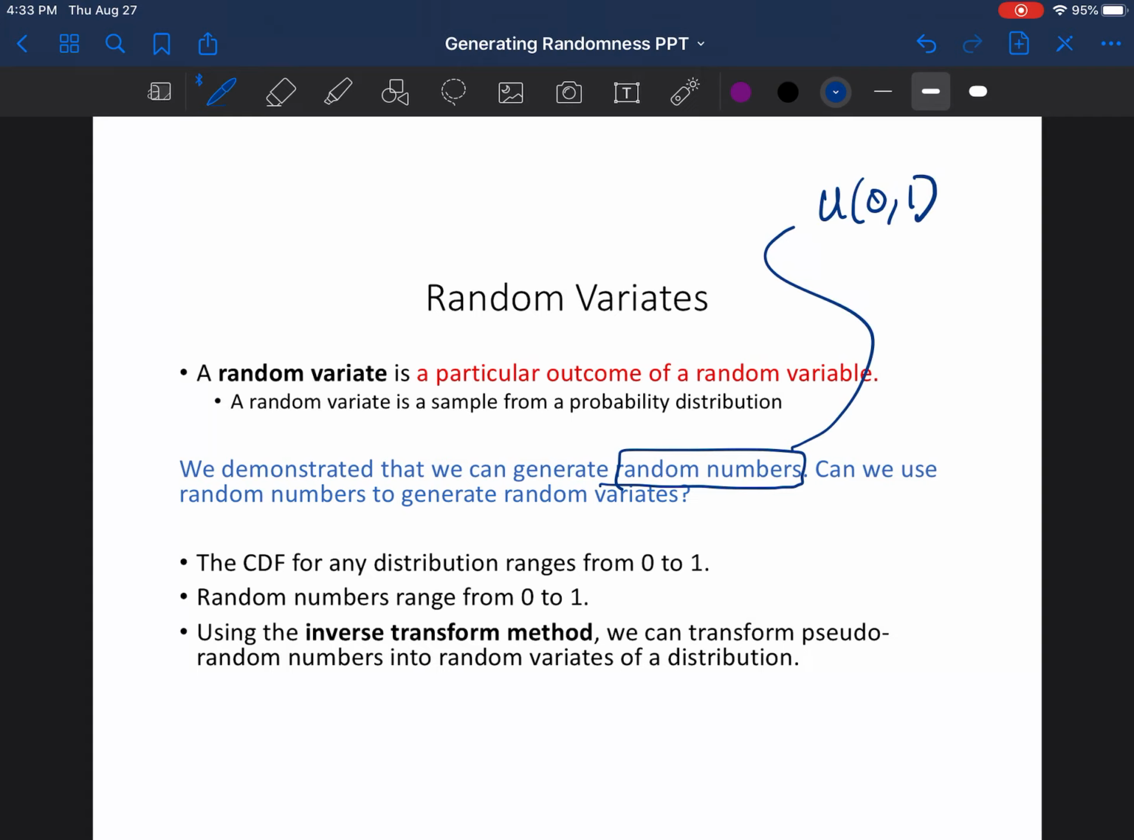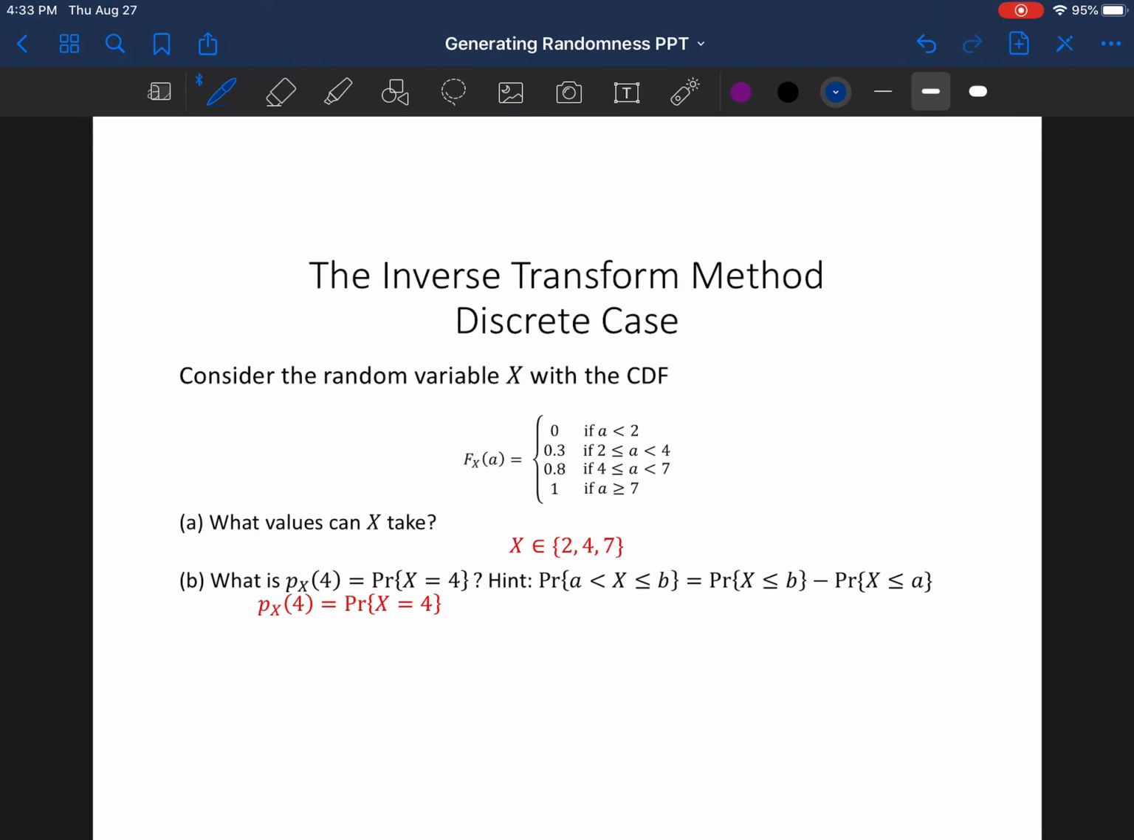Now we want to show how we take these random numbers and generate random variables. So for any random variable, we're going to start off with the cumulative distribution function. Then we're going to take advantage of the fact that both of these things, the random numbers and the CDF, are between 0 and 1. We're going to use something called the inverse transform method to transform the random number into the random variable for a given CDF. See how that works.